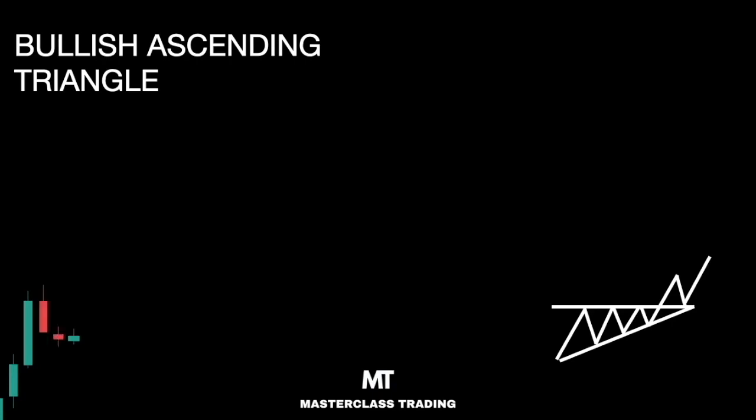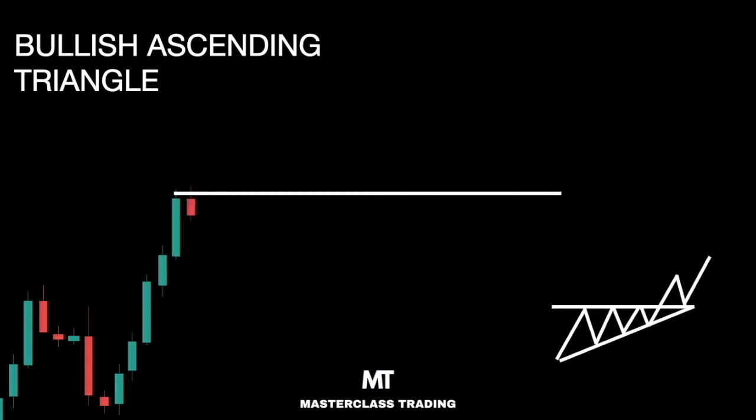The ascending triangle is a bullish chart pattern that is found during a continuation of an uptrend, and it is made up of a horizontal resistance line and a diagonal support line. The ascending triangle is a consolidation pattern where the highs remain the same, whilst the lows consistently move higher, until they become very close to the highs, and eventually break the resistance level for a trend continuation.